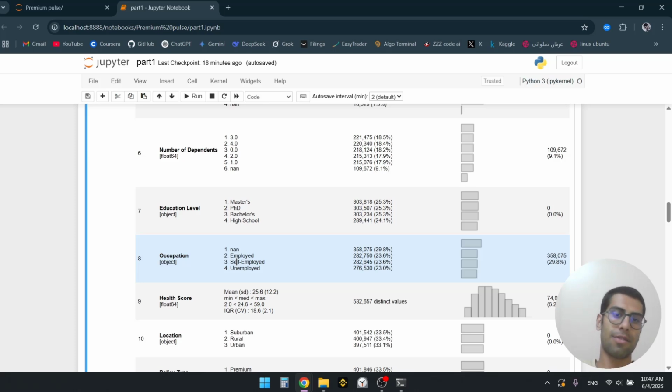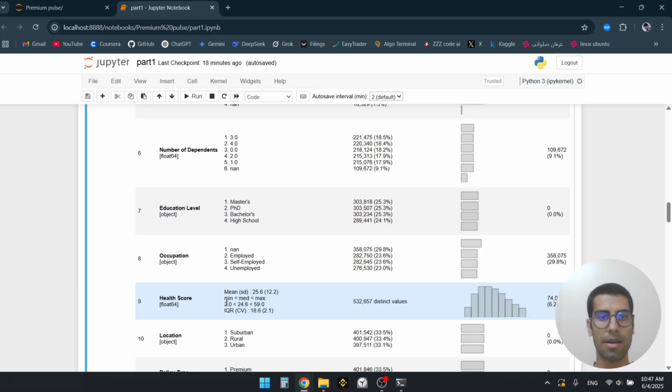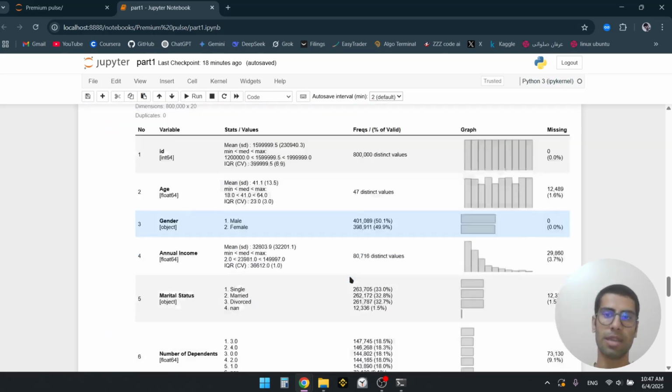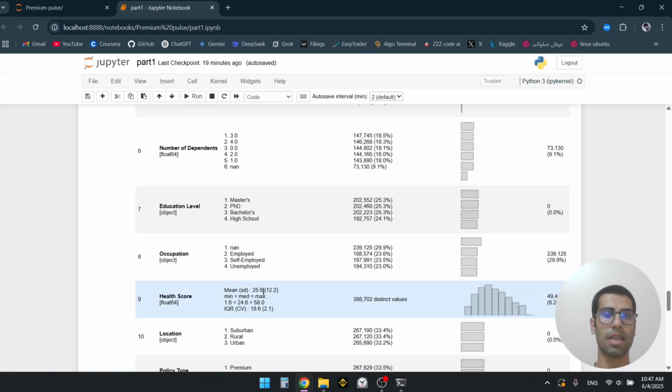Another feature is health score. We have the minimum value 2 and the maximum 59, and the distribution looks okay. 6.2% of data went missing, and if you check the test data set, you can see the exact amount of missing values here.